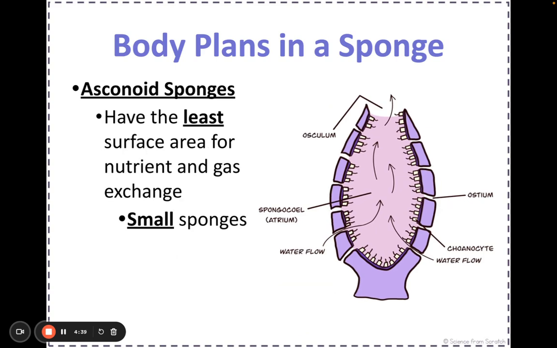Okay, the biggest thing we'll talk about is that asconoid sponges have the least surface area for nutrient and gas exchange. To be a large sponge, you have to have a lot of nutrients and oxygen. These sponges, because they lack that surface area for nutrient and gas exchange, usually are only about 10 centimeters tall or shorter.